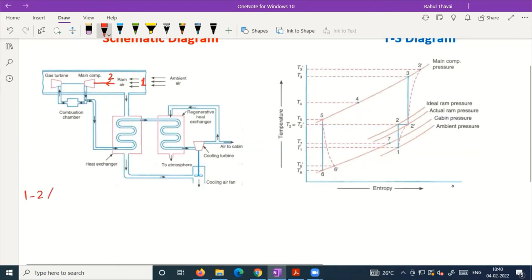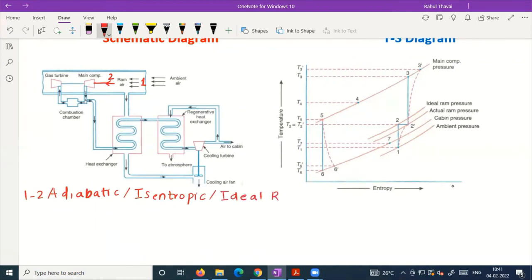1 to 2 is adiabatic, or you can also call this isentropic, or this is also known as ideal ramming. Now what about 1 to 2 dash? It's the actual ramming. So this is all about 1 to 2 dash.